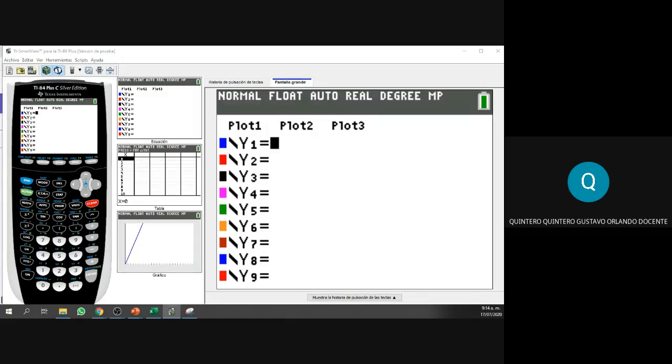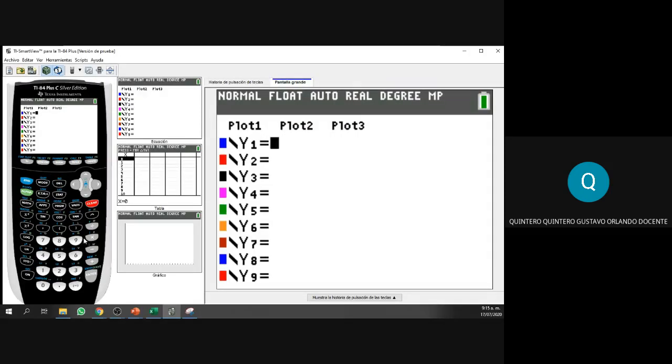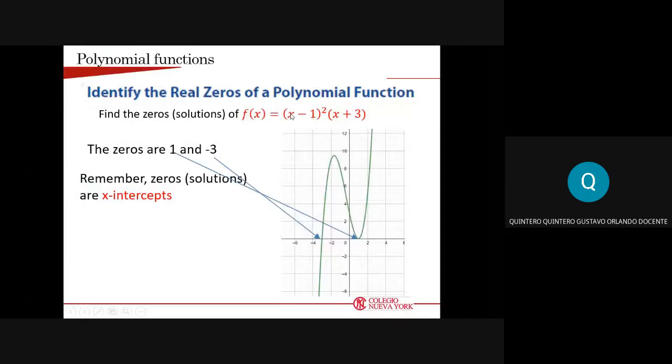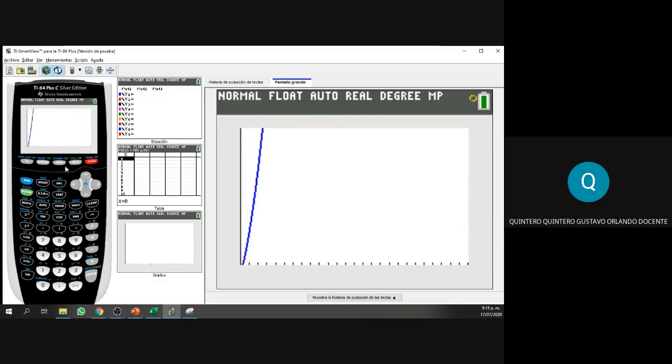We are looking for this function, x minus 1 squared. So in here, I just do parentheses, x minus 1, parentheses, and then square. And then times x plus 3. Close the parentheses. There it is. That's the function. If I press graph, after a while, I'm going to have the function. Look, the calculator is still thinking. So just give it a couple of minutes. There it is. It's done thinking.